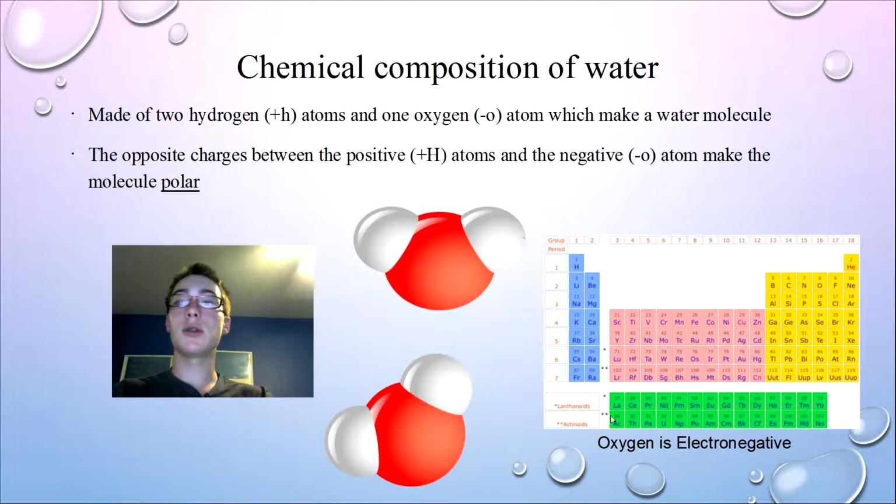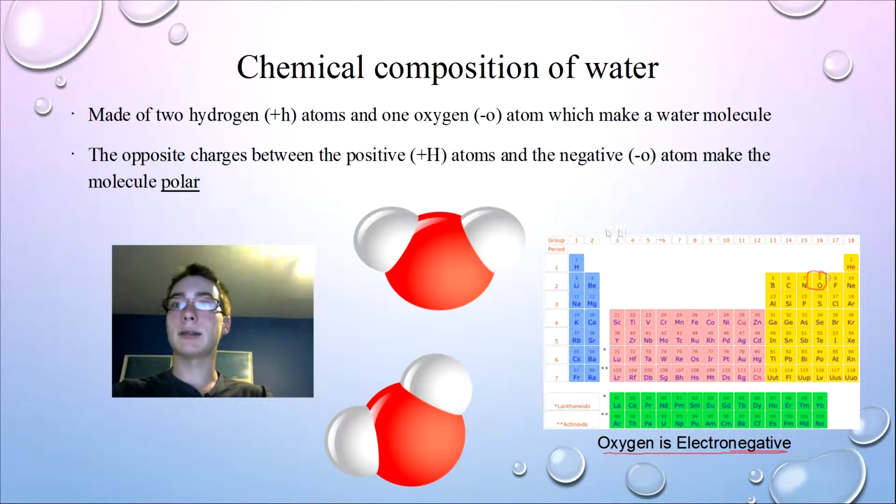And what you should know is that oxygen is highly electronegative. And what does that mean? It means it's going to pull electrons towards it. And if we were to look at the levels here on the periodic table, aside from fluorine, it's going to be the highest one here.